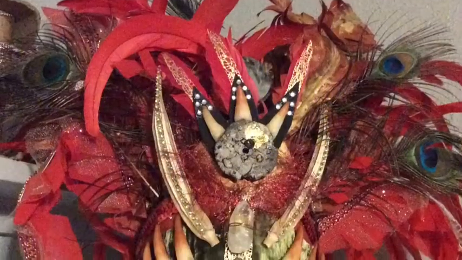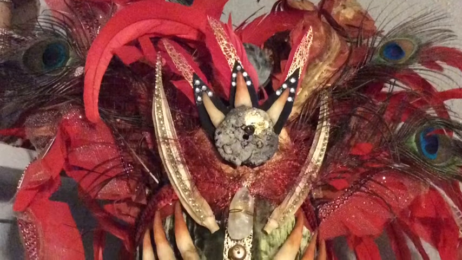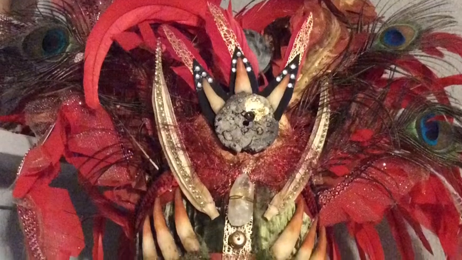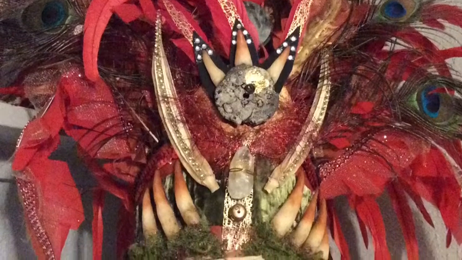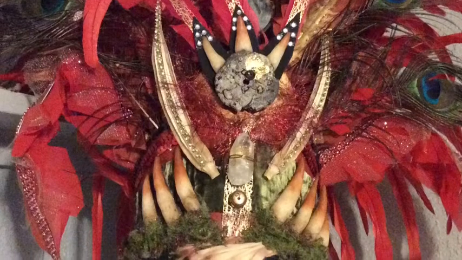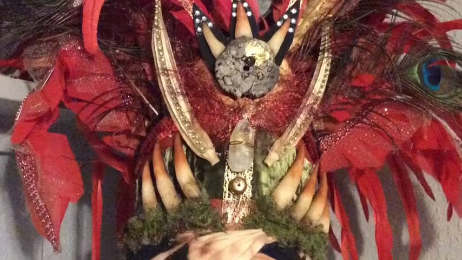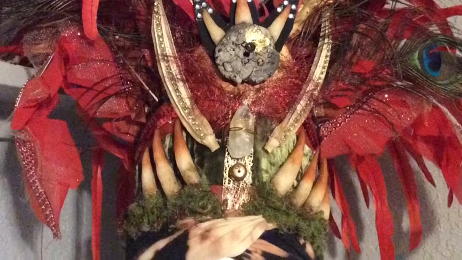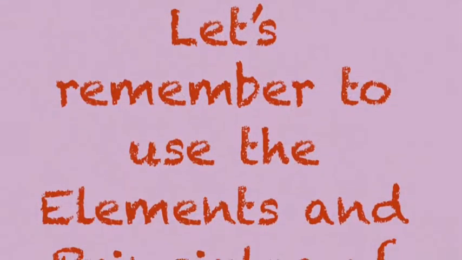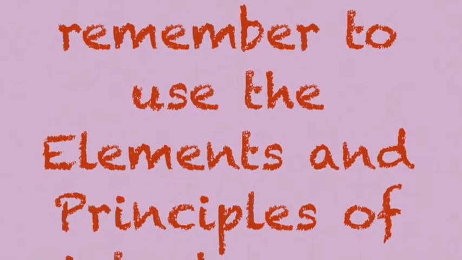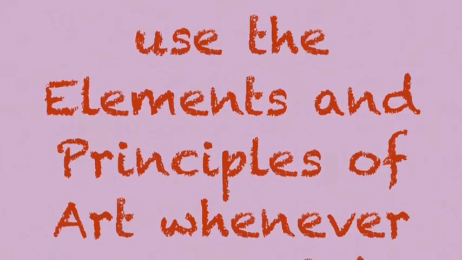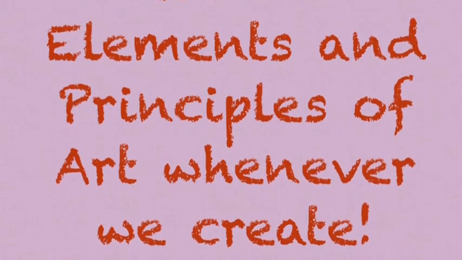The last example I'm going to show you is a wearable art headpiece that I made. It includes most of the principles and elements of art. You can see line, shape, color, form, unity, balance, and texture, to name a few. I'm happy I could share some of my favorite things around my home to demonstrate the elements and principles of art. Now, let's remember to use these when we are creating in the art room. It will make our artwork so much more interesting.